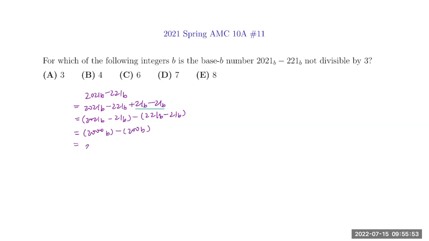That means this is 2 times b cubed, sorry, minus 2 times b squared. That can be rewritten as 2b squared factored out times b minus 1. Since we have this expression here, we realize that we can look at what this expression would be mod 3.